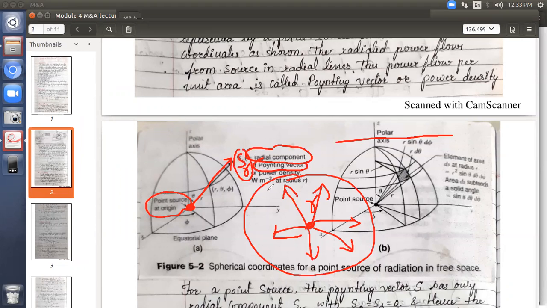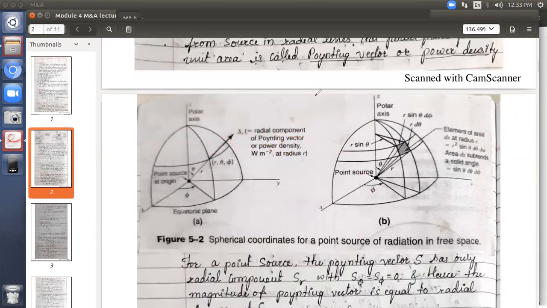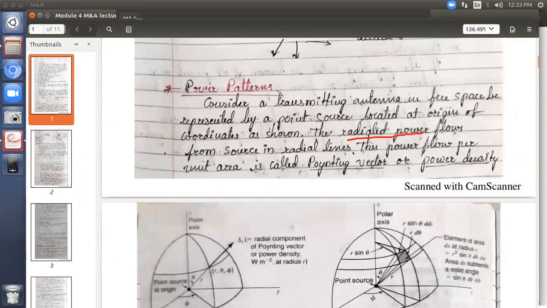Why not the θ and φ components? Because when the power comes out of a point source, it radiates in all directions radially, it flows radially. So the radiated power flows from the source in radial lines. This one line I can show you. Likewise, it's a point source, so there can be many lines.